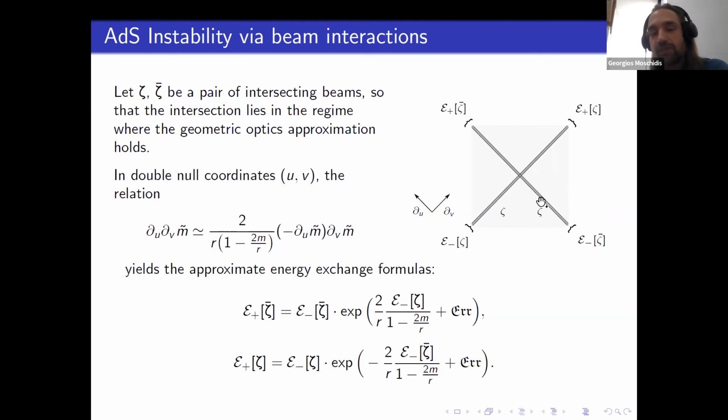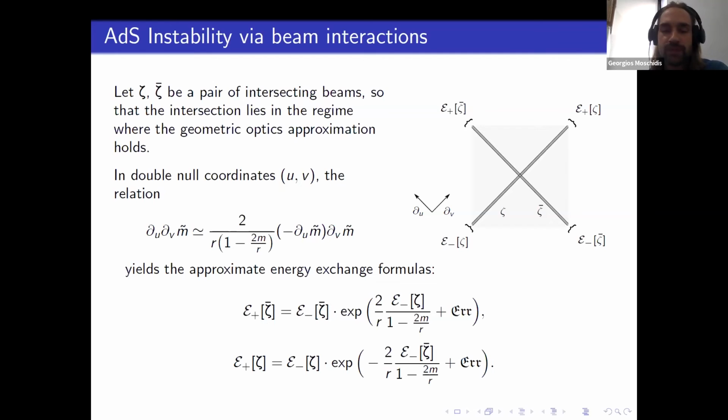Infinitesimally, this is just the dv derivative of the Hawking mass. And now we just want to study how the dv derivative of the Hawking mass changes as we move in the u direction. So we just have to integrate this equation along this region of interaction. And if we do that, and we consider the limit when those pulses are very narrow, then we get the following approximate formulas for exchange of energy.